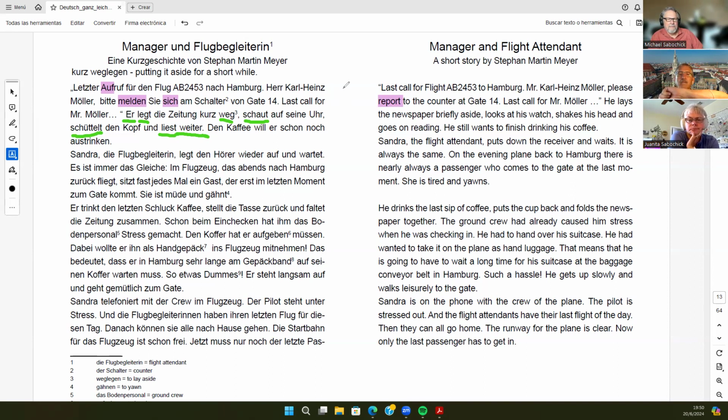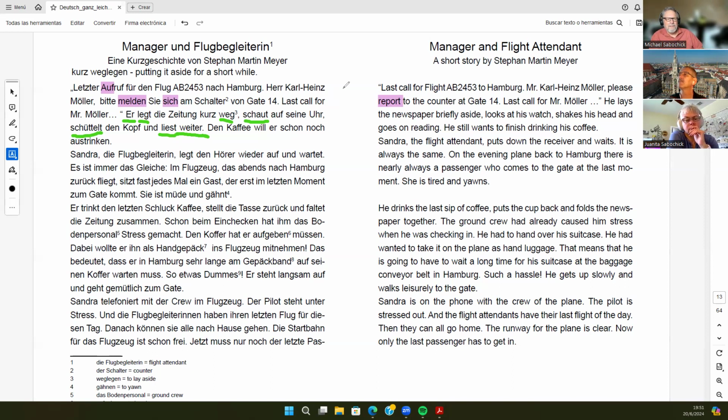Schaut auf seine Uhr. Schüttelt den Kopf und liest weiter. So he goes back to reading. In other words, whatever that call was that he should go to gate 14, he simply ignores. Ignored. All right.